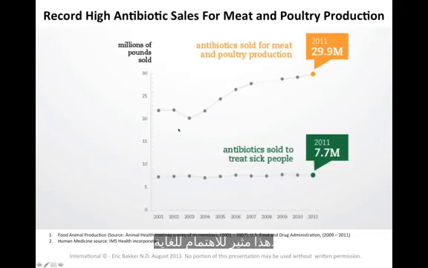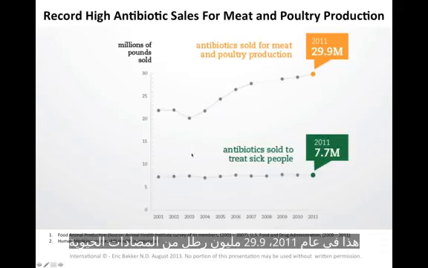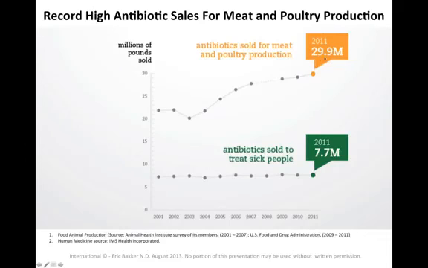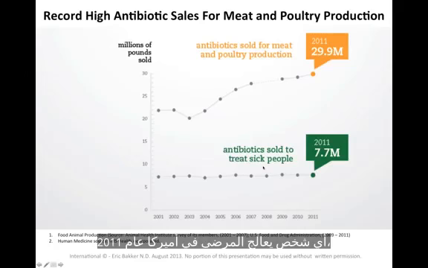So look at this graph here. This is quite interesting. This is in 2011, 29.9 million pounds of antibiotics were sold for meat production in North America. Antibiotics to treat sick people in the USA in 2011 was 7.7 million pounds. So let's say 2 pounds is a kilogram. So you're looking at about 3.5 million kilograms of antibiotics in 1 year in America, which is phenomenal.